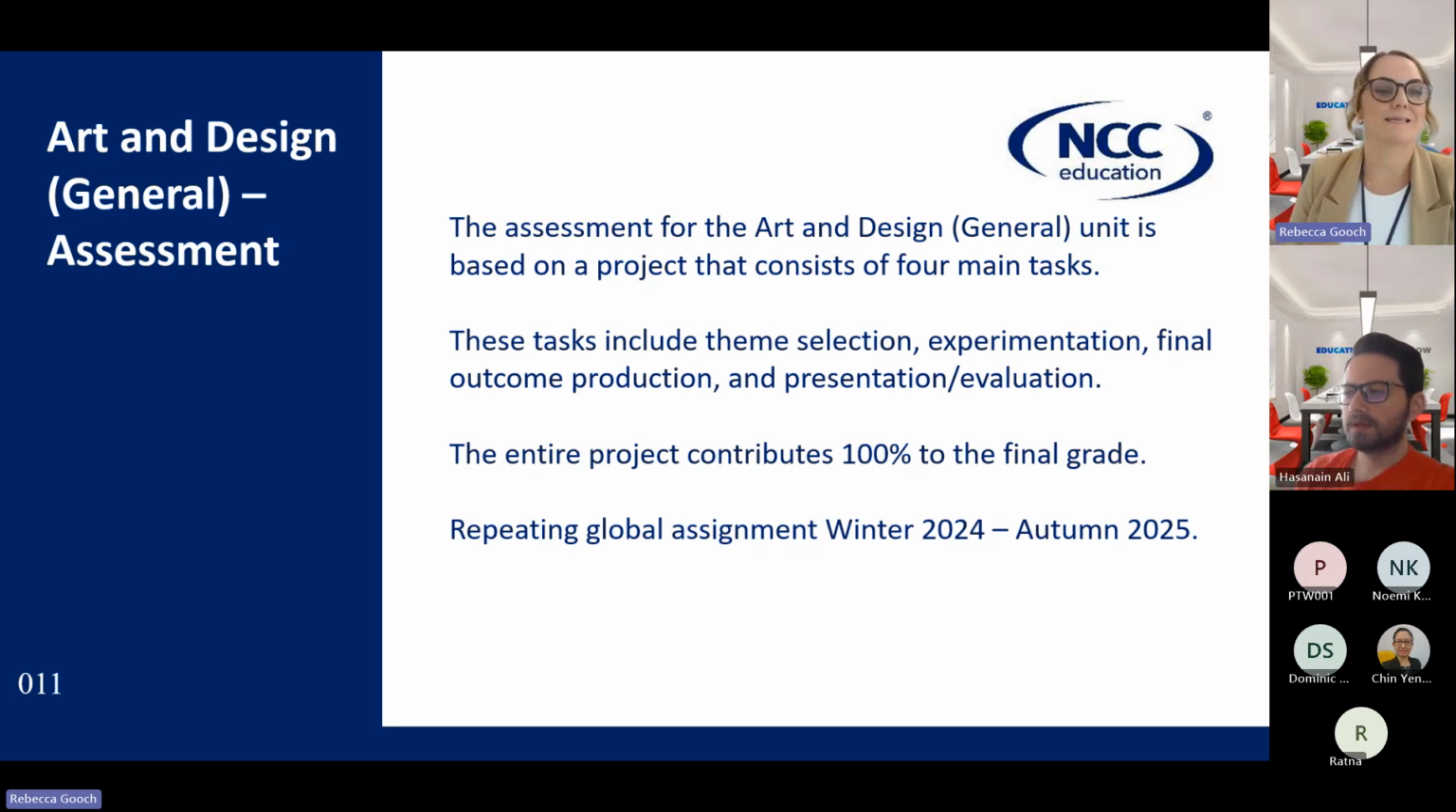And this is a repeating global assignment. So this is from winter 2024 for autumn 2025. This is already available on our Quartz website under live assessments as well. So the assignment is ready for students and centres to start undertaking also.